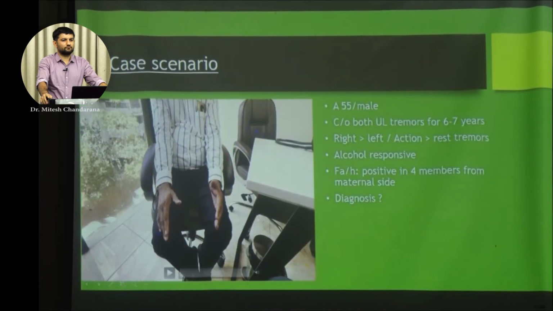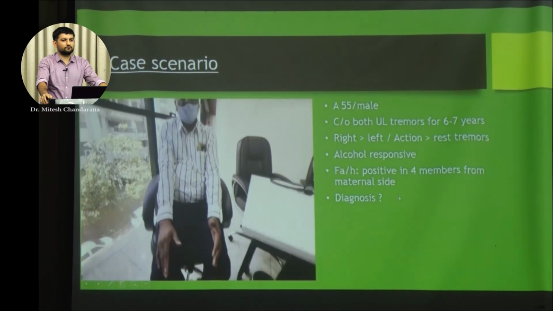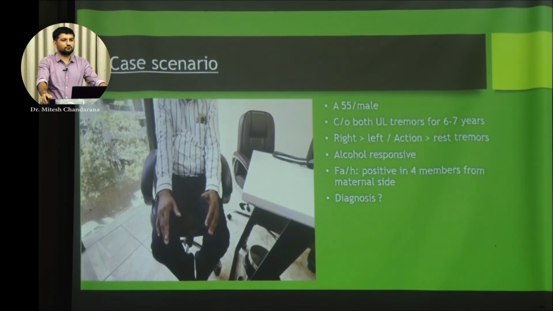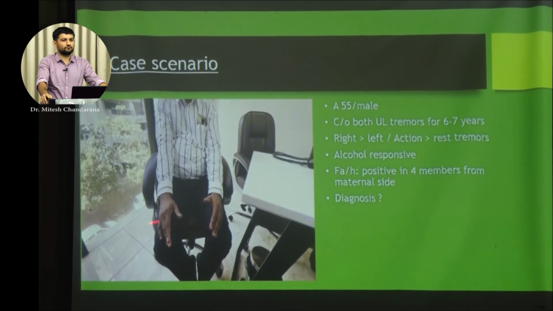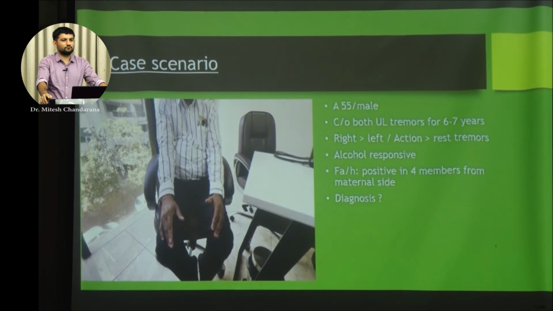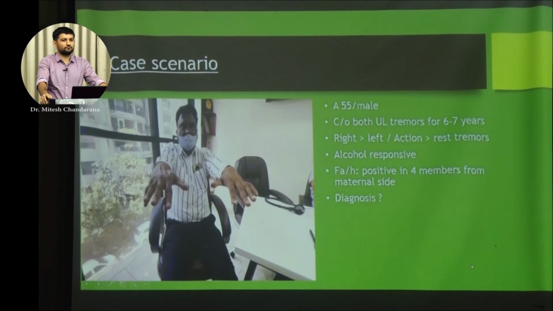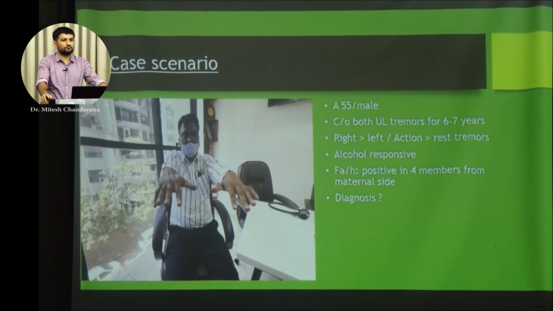So this patient is a 55-year-old male with both upper limb tremors for 6 to 7 years, right more than left, action more than rest tremors, alcohol responsive, and positive family history in 4 members from the maternal side. We can see there is obvious dystonic posturing, rest tremors are there, asymmetric quality, and the amplitude of tremor is much more than in previous cases of ET and ET+.